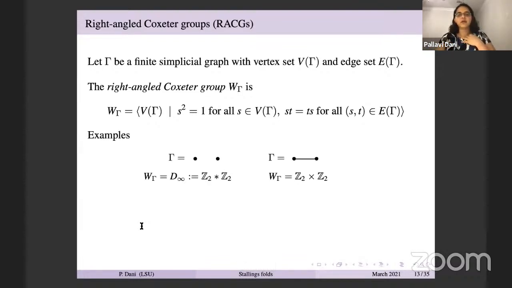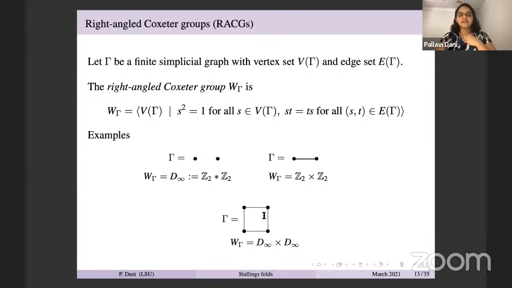So it's probably worthwhile to do a couple of easy examples just to get familiar with these. If you have a graph gamma with 2 vertices and no edges between them, then each of these 2 vertices generates a Z mod 2Z, and then you just get the free product of those because there's no other relations between them, and we sometimes call this D infinity. But on the other hand, if you do have an edge between them, then those 2 Z mod 2Z's actually commute. So you get Z2 cross Z2.